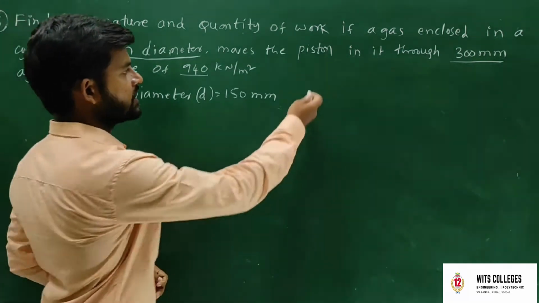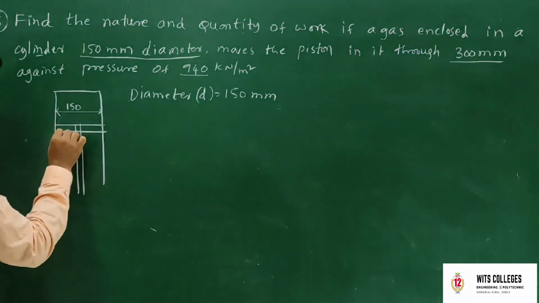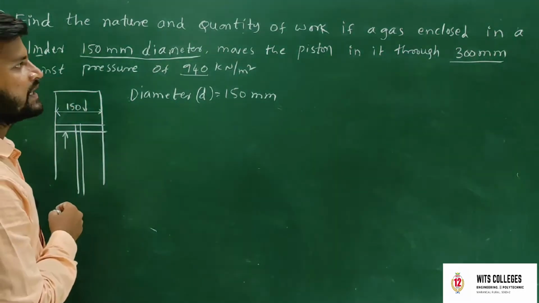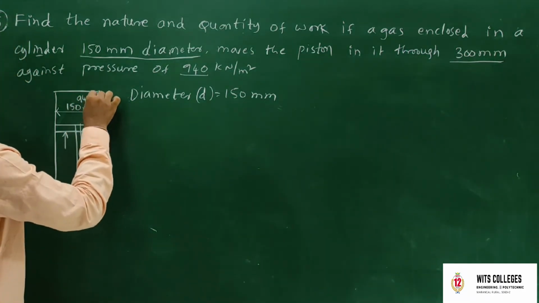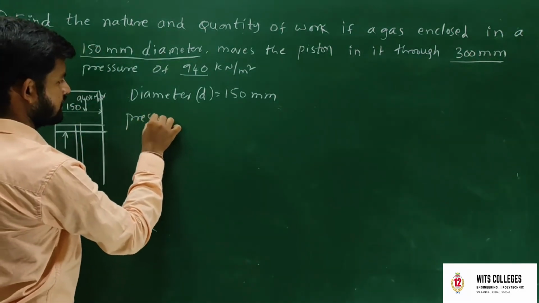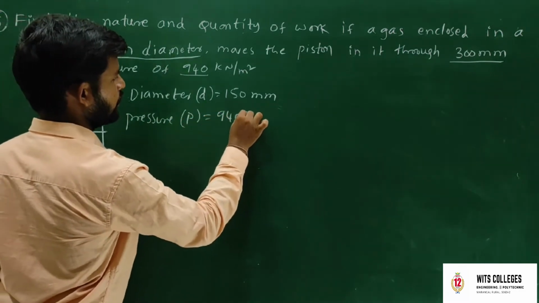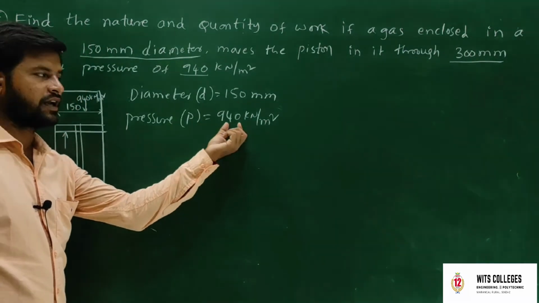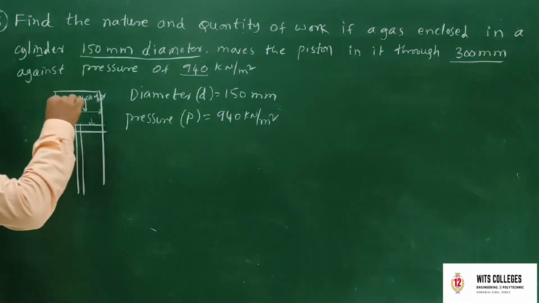The piston moves through 300 mm against the pressure. How much pressure is created inside the cylinder? That will be 940 kilonewton per meter square, that is pressure P equals 940 kilonewton per meter square, created on this piston.